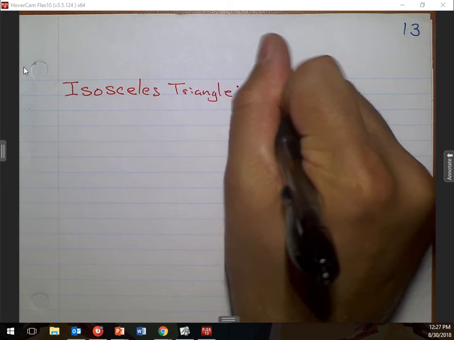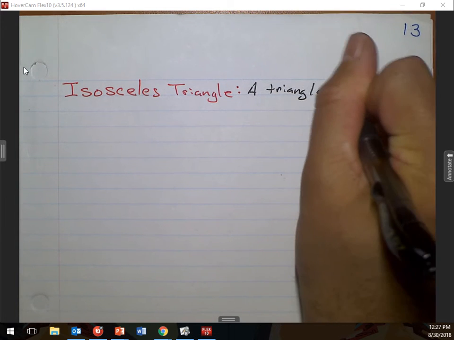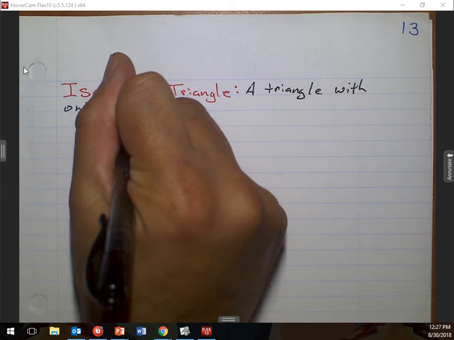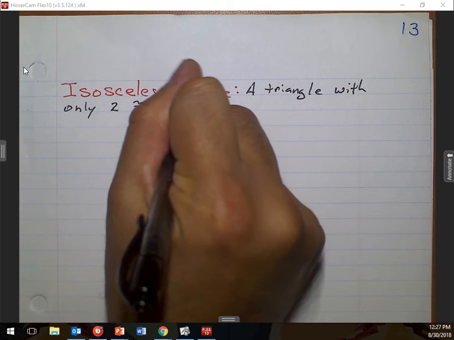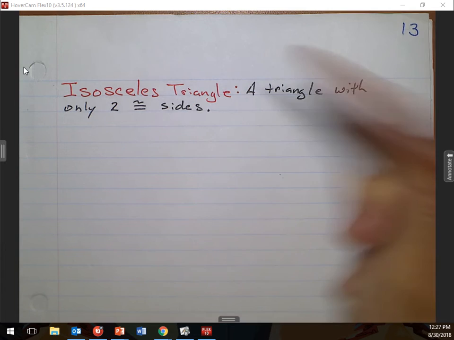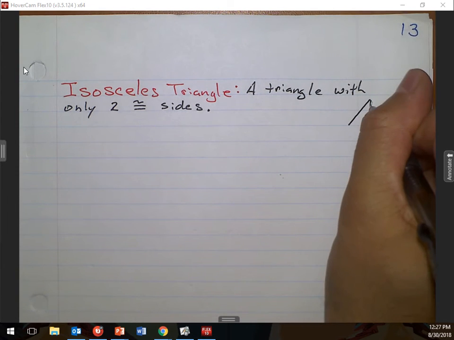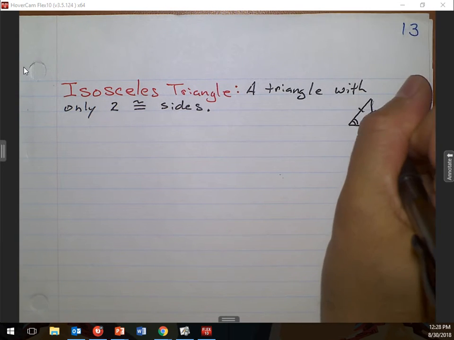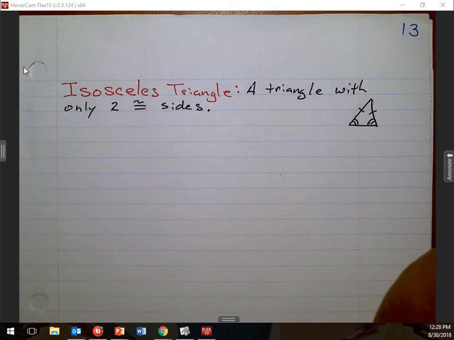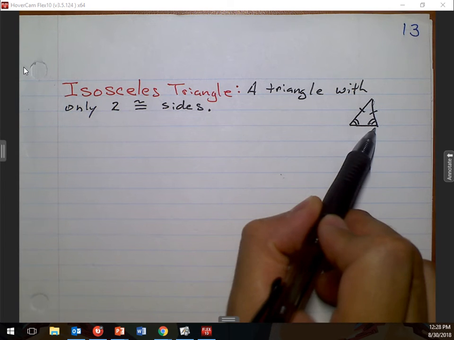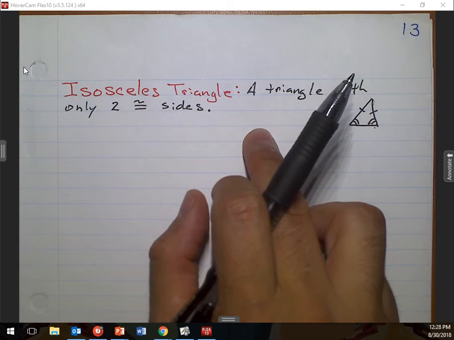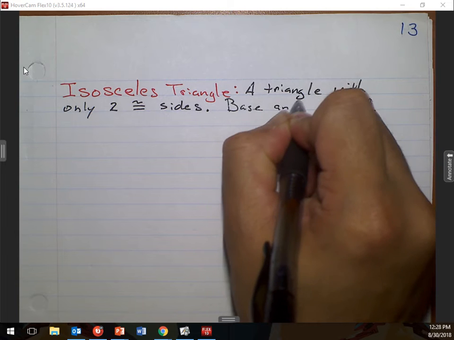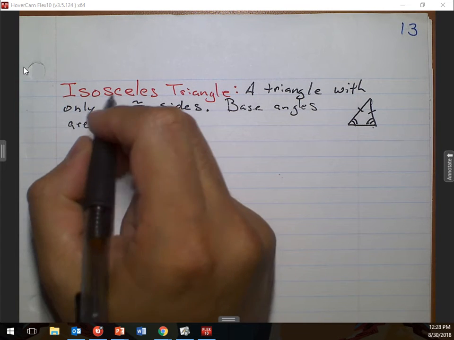So, a triangle with only two congruent sides. Now, I'll give you those. Tick mark here, tick mark here. Base angles are the same. To go along with this one, I actually marked it right here. You guys don't have to worry about this part until later. So we have that base angles are congruent.